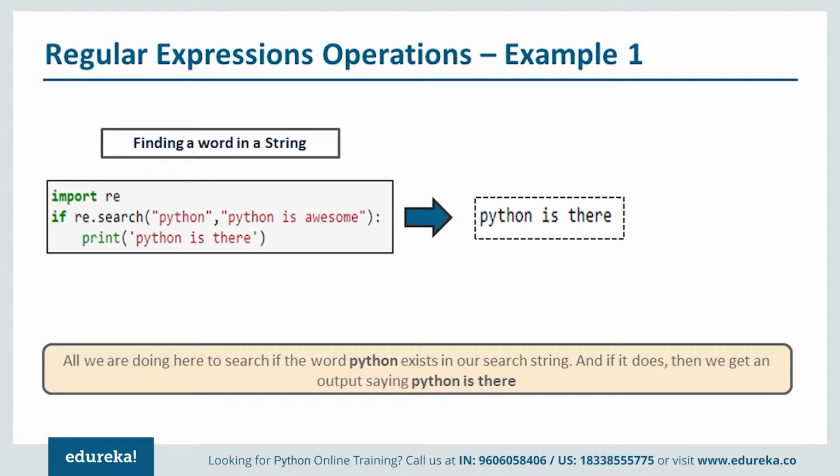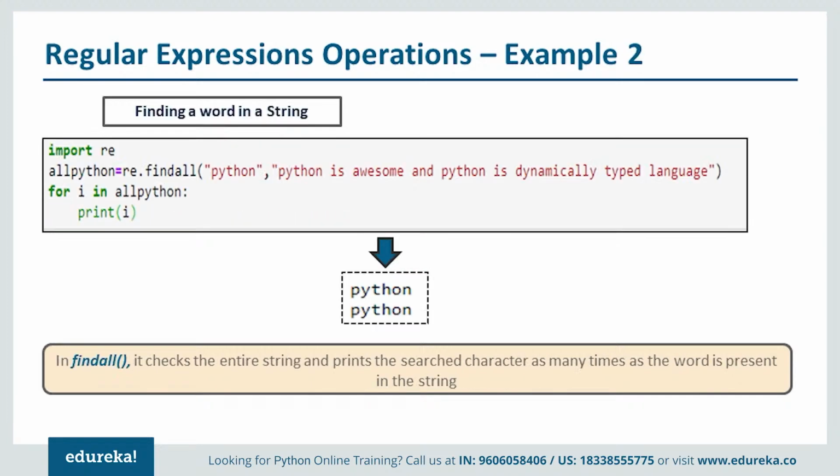If you want to search from a file, you can do various kinds of IO operations and then do the search, so a lot of implementations are possible. Second example: we are trying to find all the occurrences of a word in a string. In the previous one we had only one occurrence, but if you see the string value here, we have two occurrences of Python.